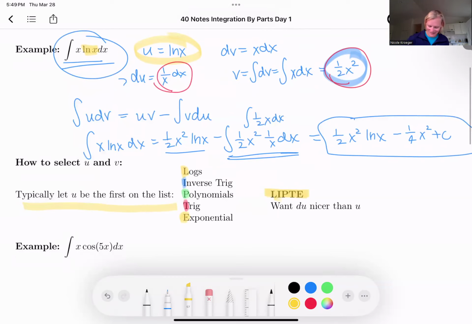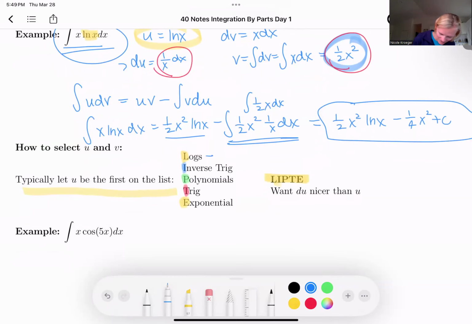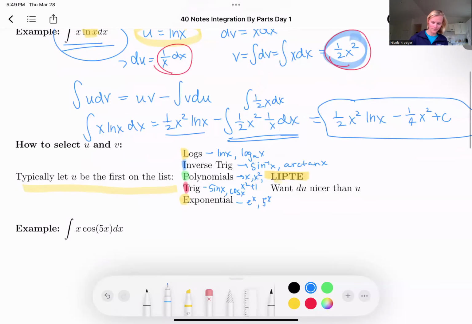So let's look. Our examples of logs would be like ln of x, log base a of x. Inverse trig would be like if I have an inverse sine, arctangent, something like that. Polynomials, that could be something like x squared plus 1. Trig would be like sine, cosine, tangent. Exponential will be like e to the x, 5 to the x, something like that.